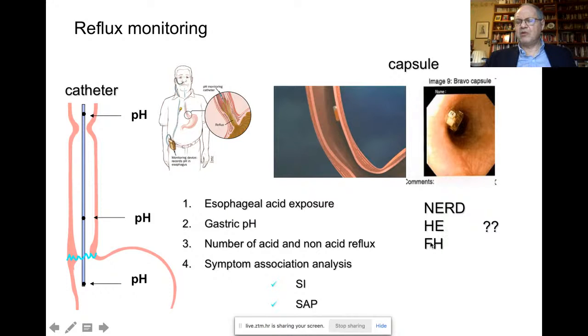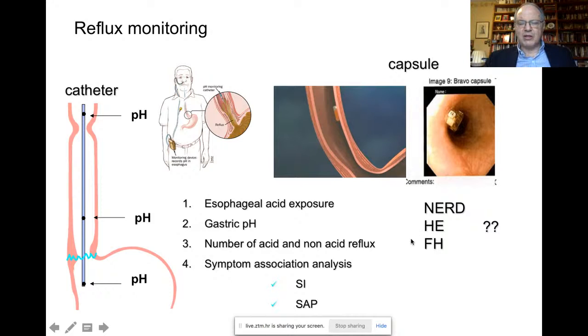Or is this a patient with functional heartburn? And why is it important to diagnose the phenotype? Because this will determine the treatment modality. You will see that patients with NERD will probably respond to PPIs or anti-reflux surgery. Some patients with hypersensitive esophagus will also respond to PPIs, anti-reflux surgery, and pain modulators.